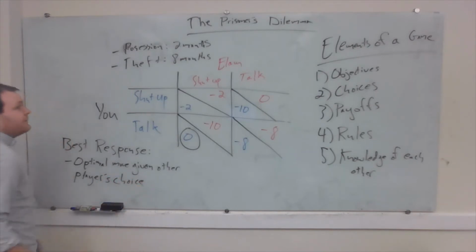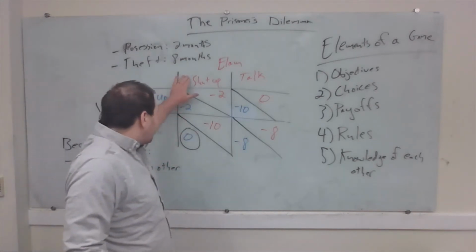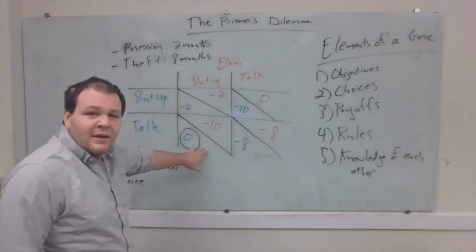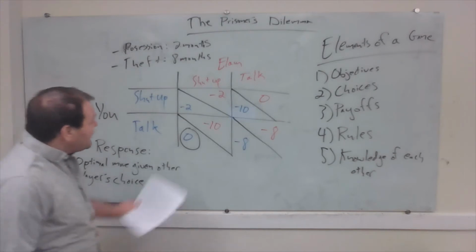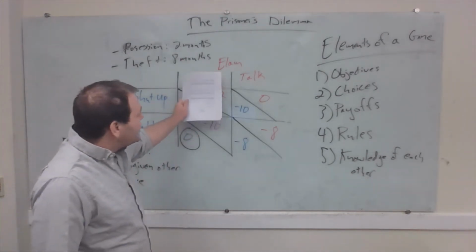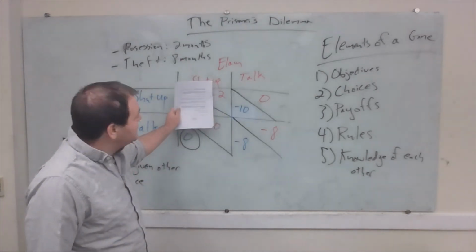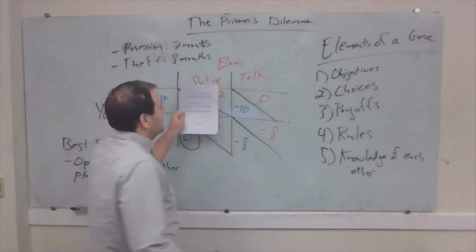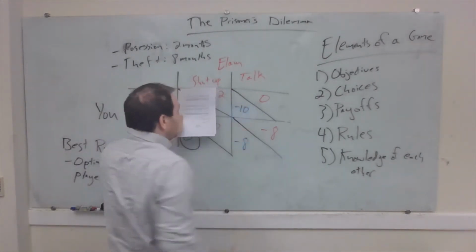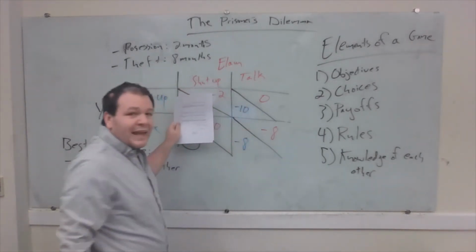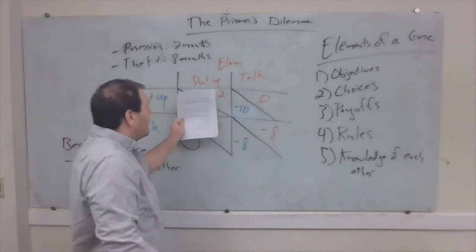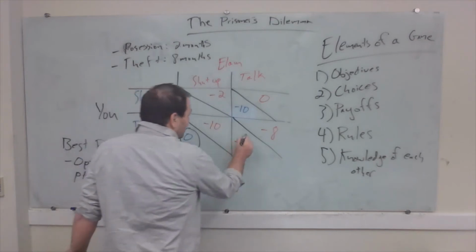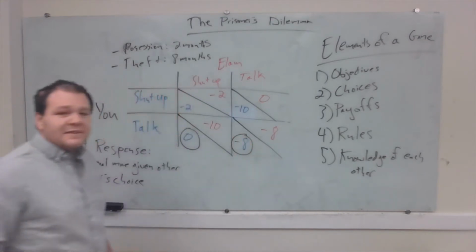Right? So if Elam decides not to talk, our best move is to talk, because 0 is better for us than -2. How about if Elam decided to talk? If we knew for sure that he was going to snitch on us. Well, in this case, if we're quiet, we're going to get 10 months. If we talk, we're going to get 8 months. 8 months is better than 10 months, right? So our best response to Elam talking is going to be for us to talk.